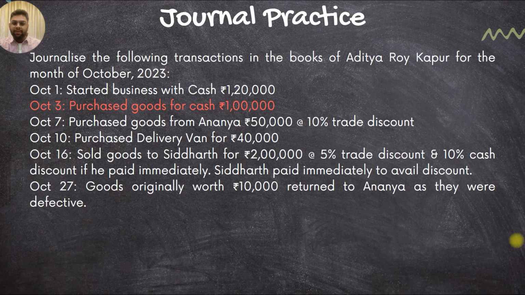October 3. Purchase goods for cash rupees 1 lakh. The 2 relevant accounts here are purchase account and cash account.